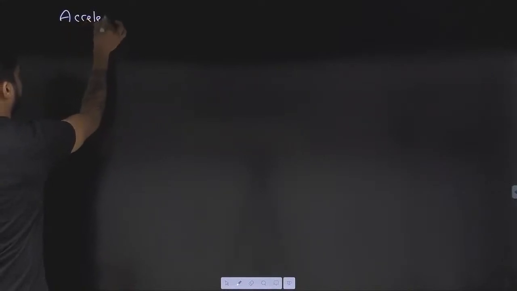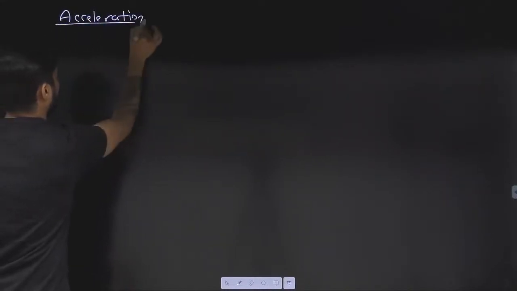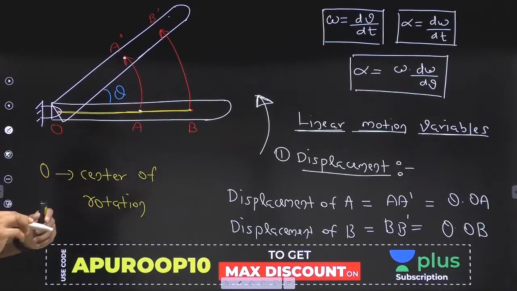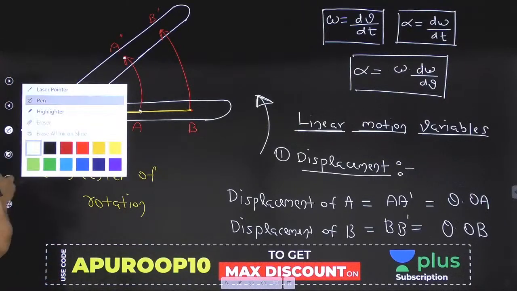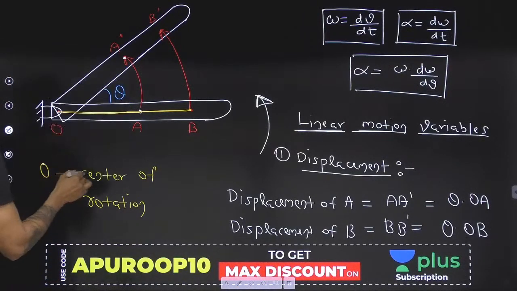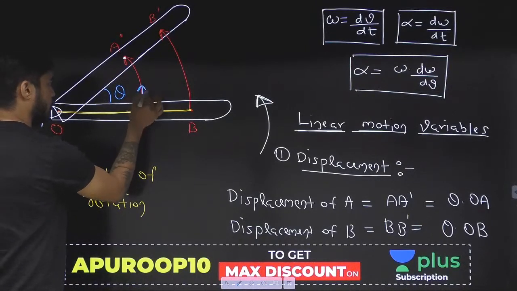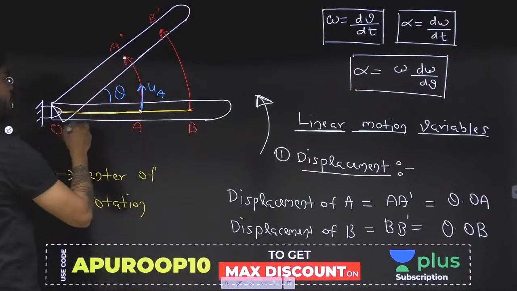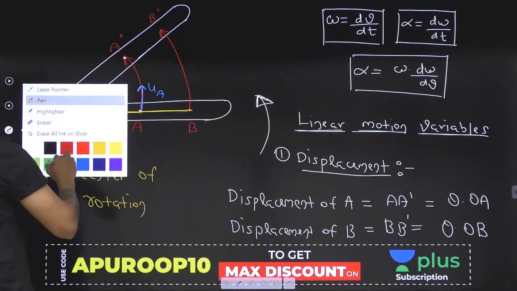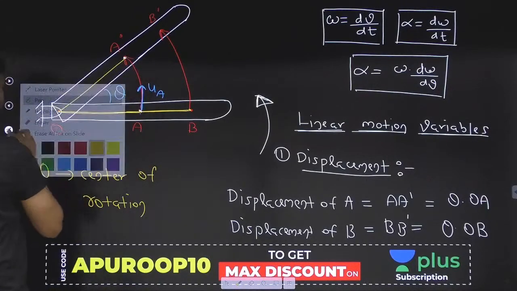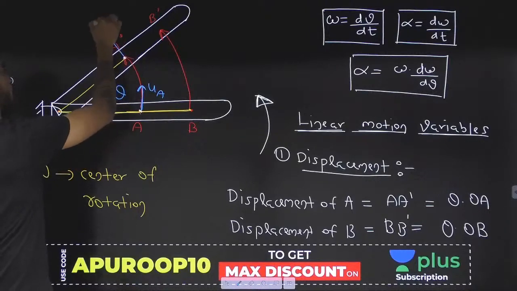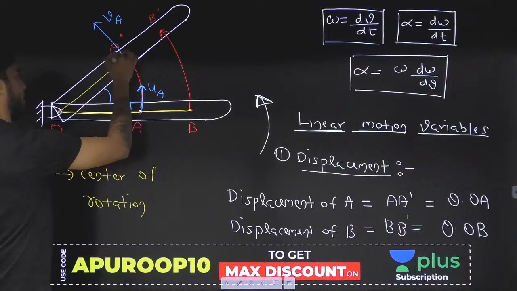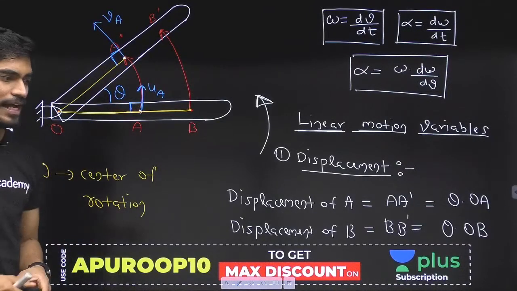Now beta, acceleration we need to understand. Look carefully here. Let's say the initial velocity of A is UA. It will be perpendicular to this line. The final velocity of A is VA. So it will be perpendicular to this line. UA is perpendicular to this line. VA is perpendicular to this line. Now understand beta, understand.